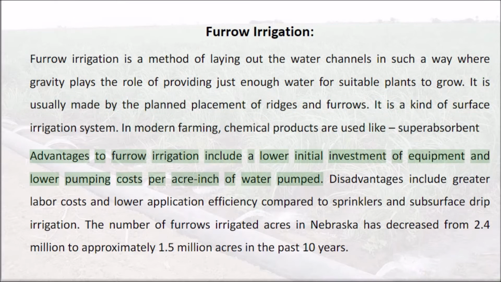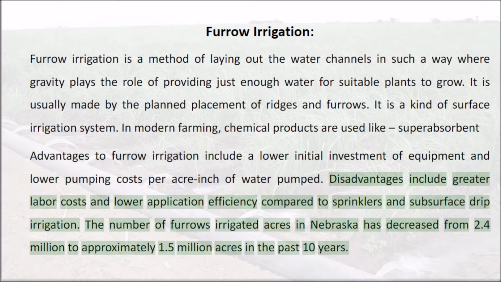Advantages to furrow irrigation include a lower initial investment of equipment and lower pumping costs per acre-inch of water pumped. Disadvantages include greater labor costs and lower application efficiency compared to sprinklers and subsurface drip irrigation. The number of furrow irrigated acres in Nebraska has decreased from 2.4 million to approximately 1.5 million acres in the past 10 years.